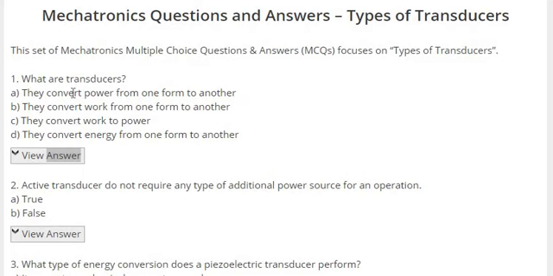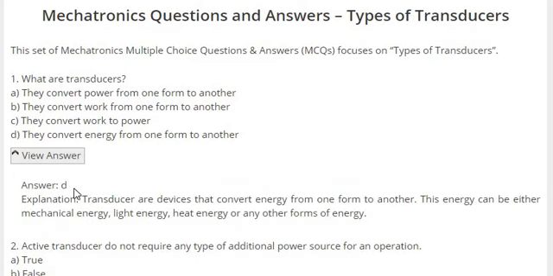What are transducers? There are the 4 options. A, they convert the power from one form to another. It can't convert any kind of power. B, they convert the work from one form to another. It can't convert from one form to another. C, they convert work to power. No, this is not the option. D, they convert the energy from one form to another. Definitely it converts one form of energy into another form of energy. Let's say the answer is D. So transducers are devices that convert energy from one form to another.